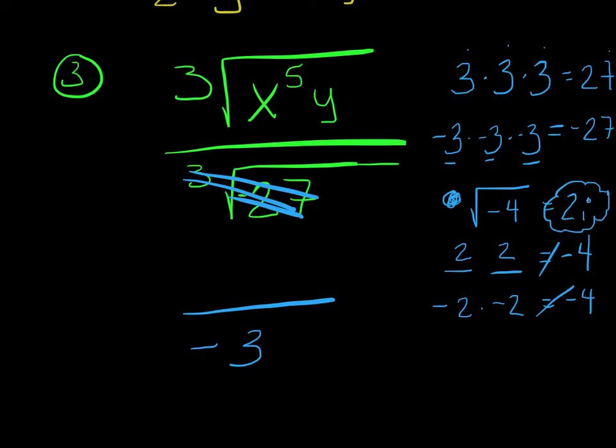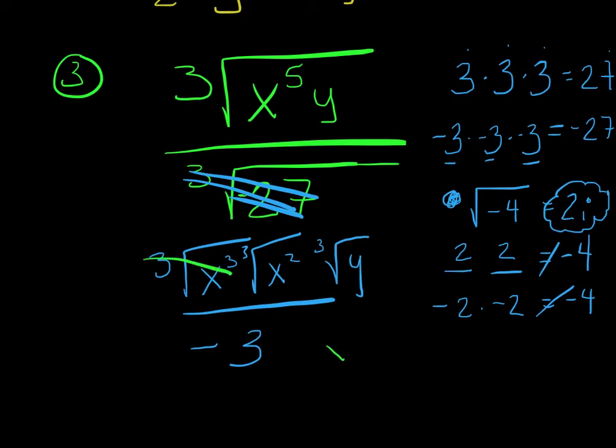Back to this problem, all I have to do is break down that top. So I'm breaking down the cube root of x to the 5th, so I'm going x cubed and x squared, which gives me a total of 5. And then the cube root of y. So that's going to zap out, and I'm going to get an x times the cube root of x squared y, all over negative 3.